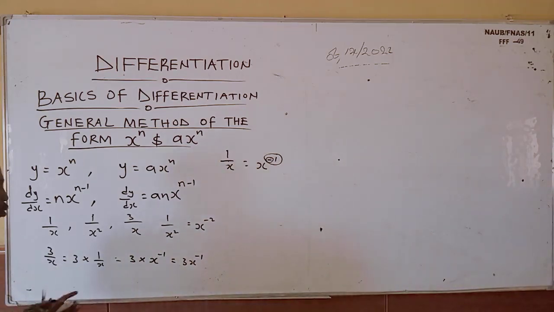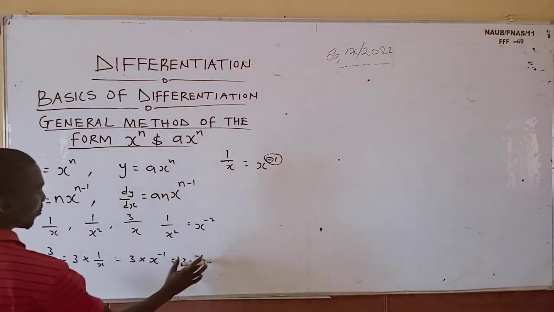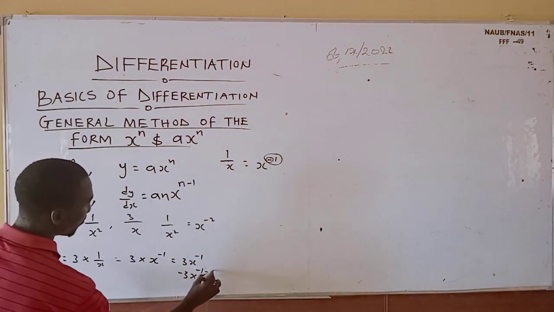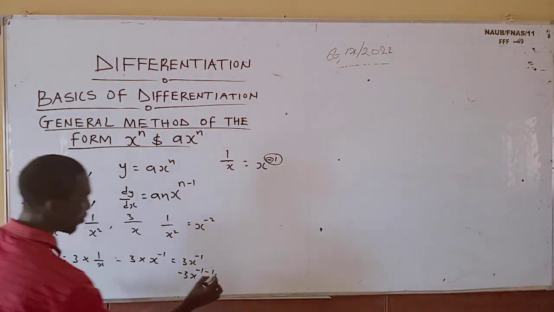Do you get that? So now minus 1 times 3. Now let's differentiate. Minus 1 times 3 is minus 3s to the power of minus 1 minus what? 1. You get that? So which is what?